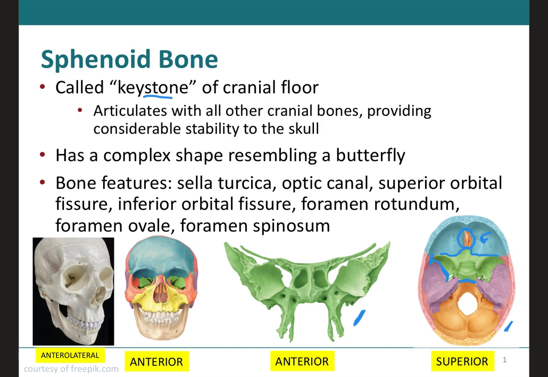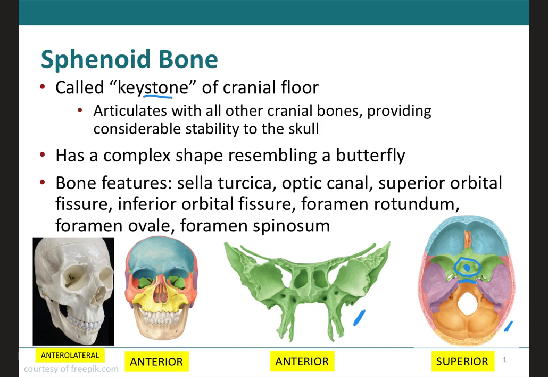With regards to bone features, the first one that I want you to know is the sella turcica, which is this big depression right over here in the middle of the sphenoid bone. The sella turcica will house the pituitary gland, which is this very important gland, and that's why it has its own little compartment within the sella turcica. Then if we come over here, we can see the optic canal, which is this tiny little hole right over there. The optic canal will be the hole where the optic nerve will pass through.